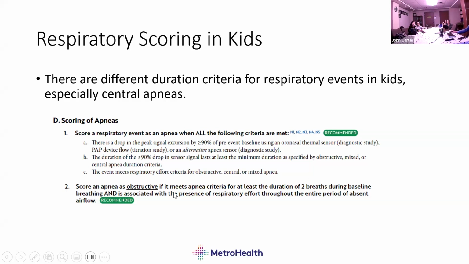Where things are different, let's start with obstructive. It meets the criteria for apnea, and it's at least the duration of 2 breaths, and it's associated with respiratory effort. That's the same as adults. So duration in kids needs to be at least 2 breaths. What is it in adults? 10 seconds, yeah. And the reason we use 2 breaths is kids have higher respiratory rates. They might get 4 breaths in 10 seconds. We use a number of breaths criteria when we're scoring it. But otherwise, an obstructive apnea looks the same in kids as it does in adults.